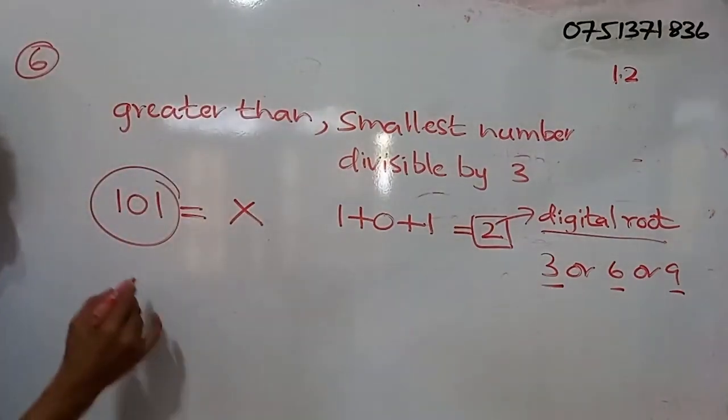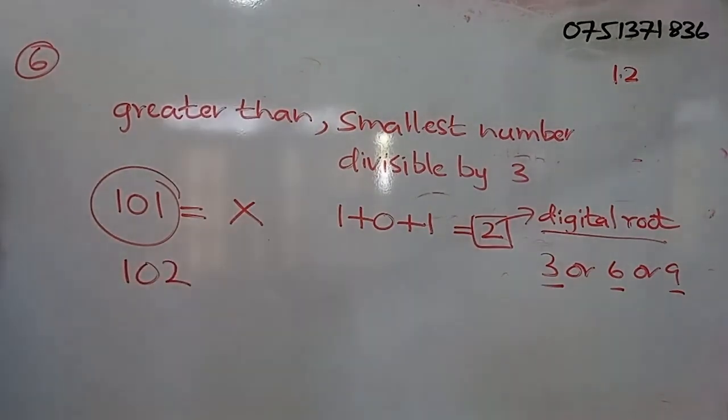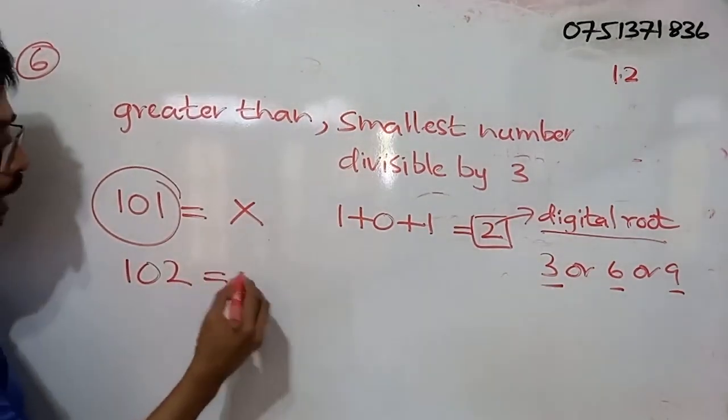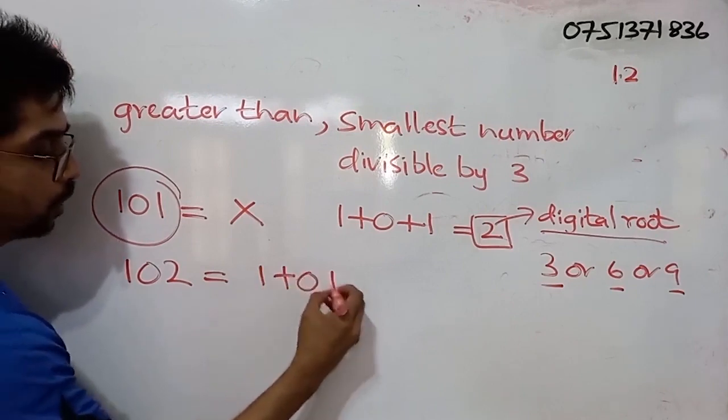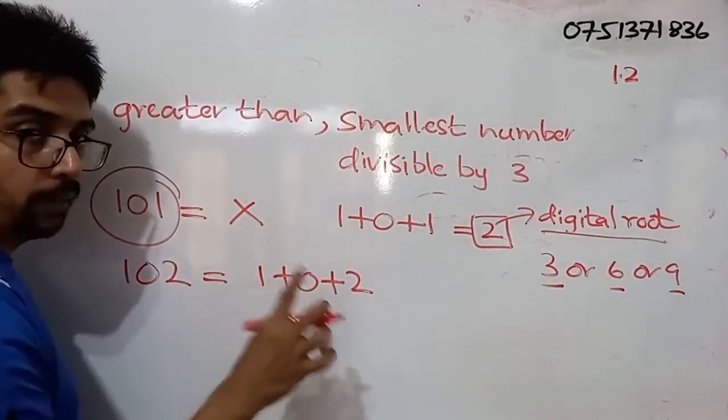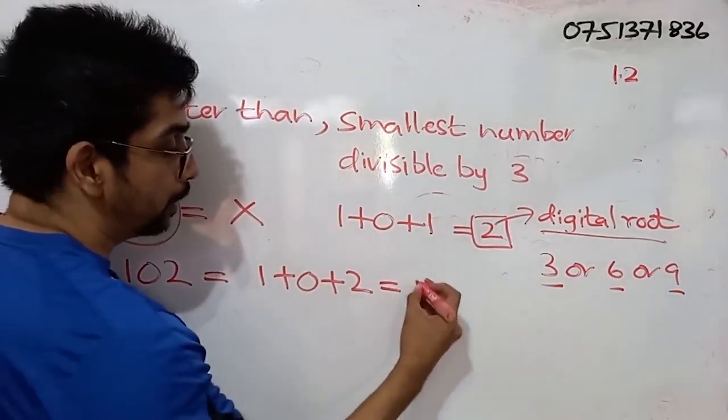What is the next number? 102. So we will calculate the digital root. 1 plus 0 plus 2. 1 plus 0, that is 1. 1 plus 2, that will be what? 3.